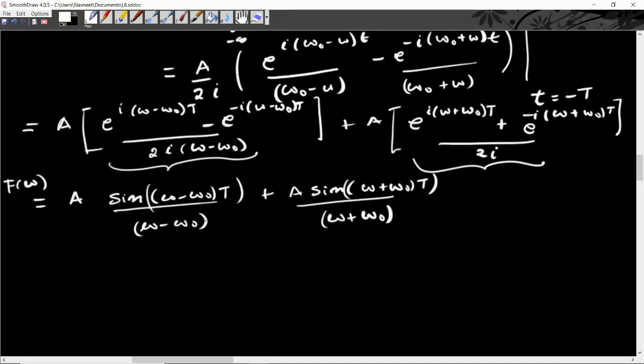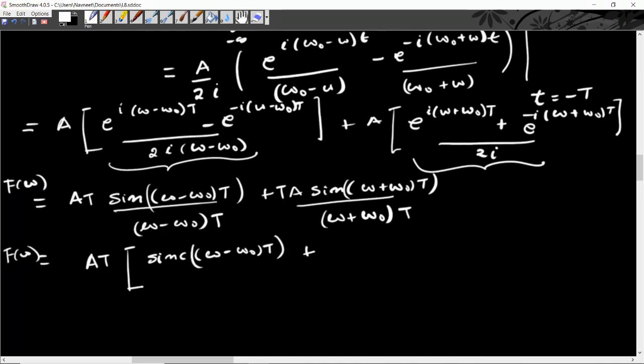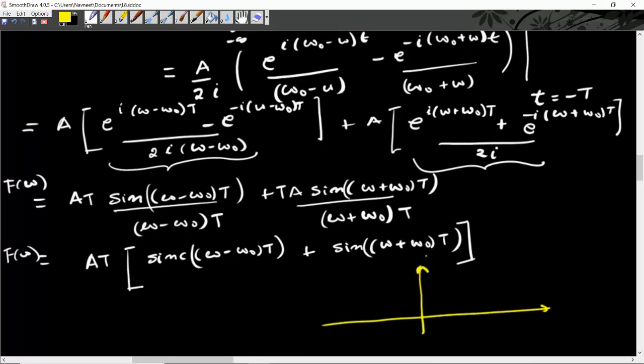And note that we can write this expression in terms of the sinc functions if we multiply and divide these two terms by T. Then we can write the Fourier transform of the pulse modulated cosine as a sum of two sinc functions centered at frequencies of omega naught and minus omega naught. So this is our Fourier transform. The Fourier transform of pulse modulated cosine function looks something like this.